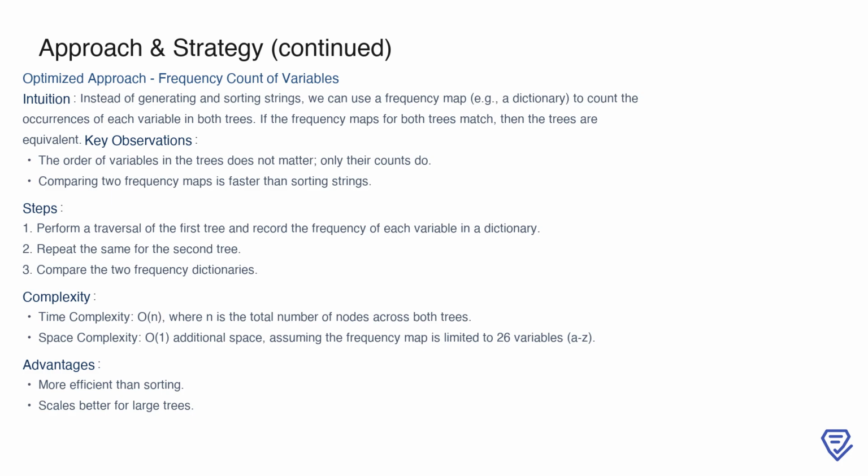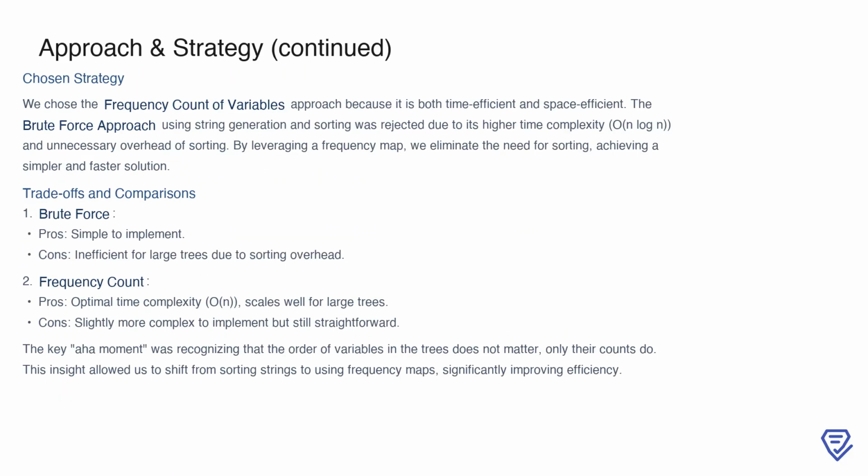This approach has a time complexity of O(n), where n is the total number of nodes across both trees, and it requires only O(1) additional space since the frequency map is limited to a fixed number of variables, a to z. This method is more efficient than sorting and scales better for larger trees, making it a clear improvement over the brute force approach. The chosen strategy for this problem is the frequency count of variables approach.